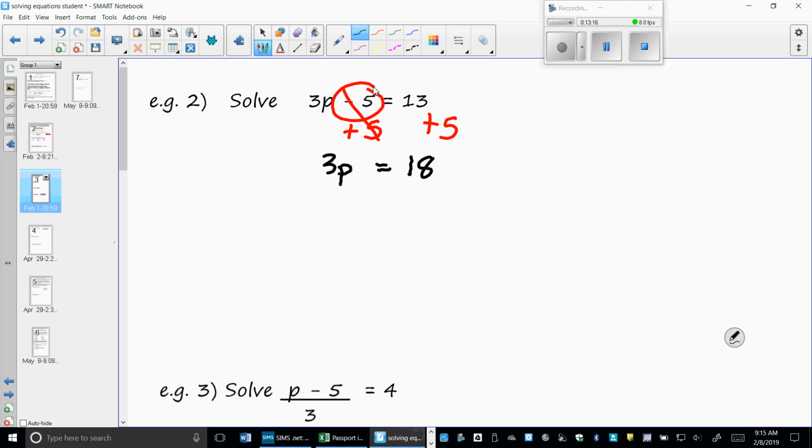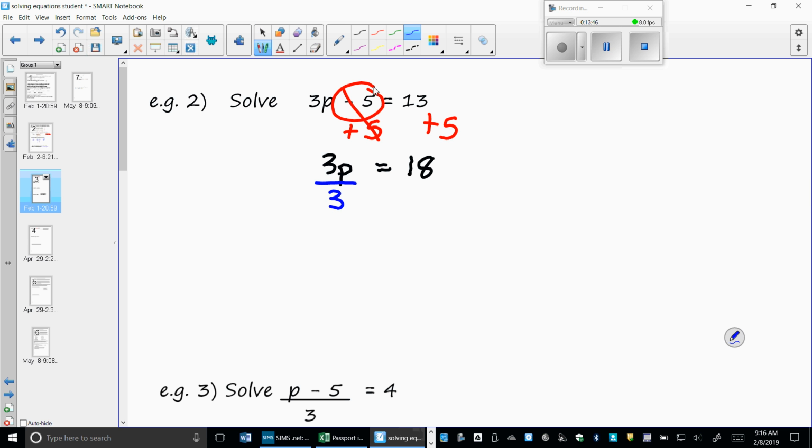Yes. So, we then have to look at this. Well, what's happening to our 3 and our p? What's happening to 3 and p? They're being added, subtracted, divided, multiplied. When 3 and p are next to each other, it means they're being multiplied. Yes, good. So they're being multiplied. So we have to now do the opposite of multiplying, which is divide. So we're going to divide both sides. Remember, write it underneath it.